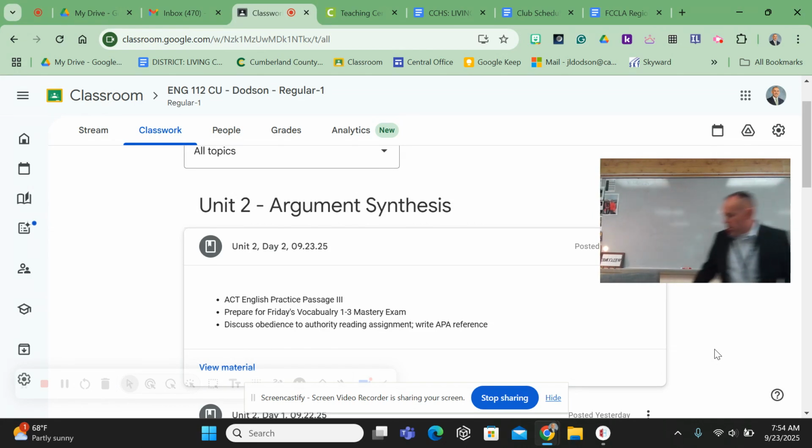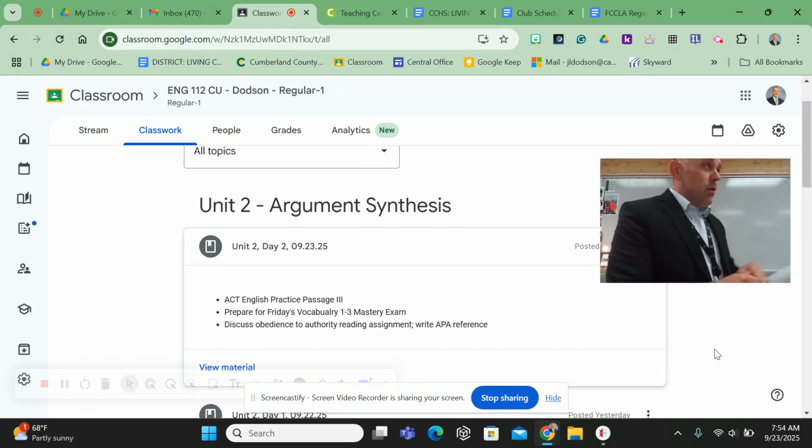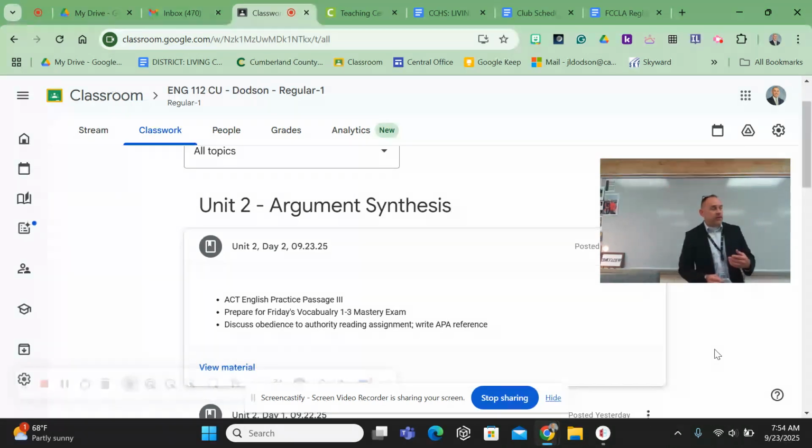Okay, so let's talk about what you read yesterday in this set. You probably noticed Unit 2 or Essay 2 is going to be an argument synthesis. So again, you're writing a claim and you're defending it with evidence. This is our first research paper, but the way this works is I'm giving you all of the articles that you're going to cite.